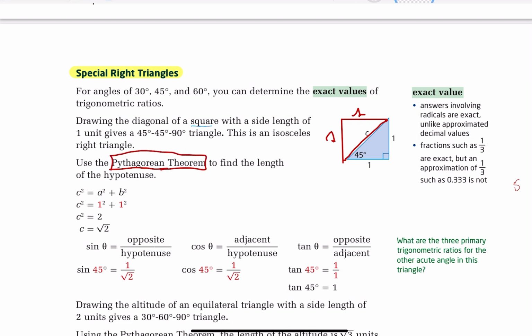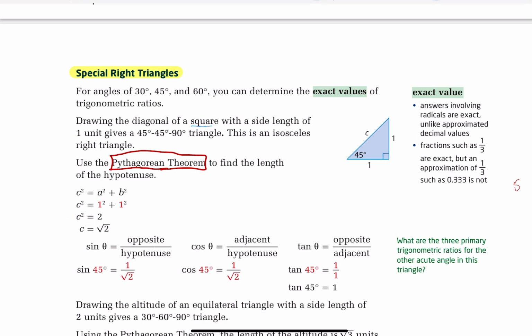It's actually this one squared plus this one squared is equal to this one squared. And you can isolate for this one, which you can see here. c squared is a squared plus b squared, okay? And you just isolate for c. In this case, you will find it's the square root of 2.